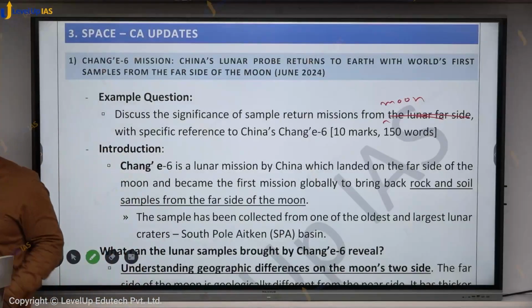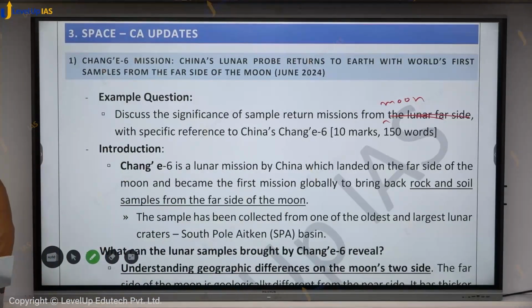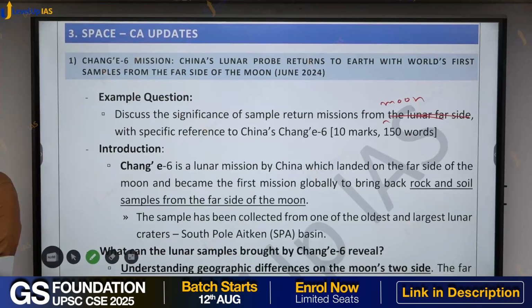Discuss the significance of sample return missions from the moon with specific reference to China's Chang'e-6, because not every sample return mission would be from the far side, right? तो sample return mission का significance क्या होता है? With specific reference to Chang'e-6. इसके आंसर पे आते हैं, but पहले let's study this topic.